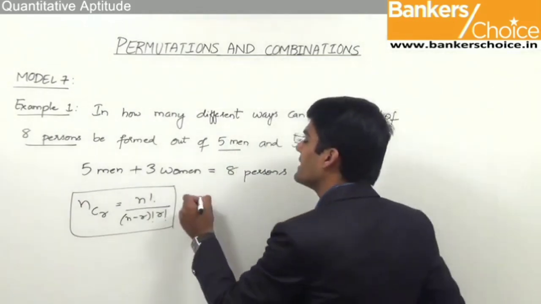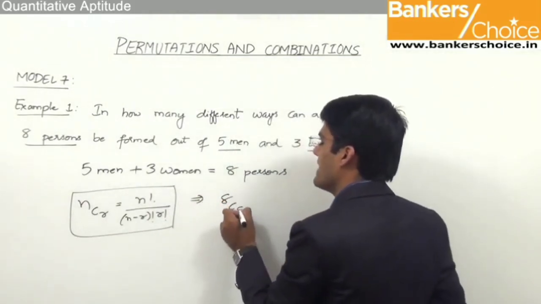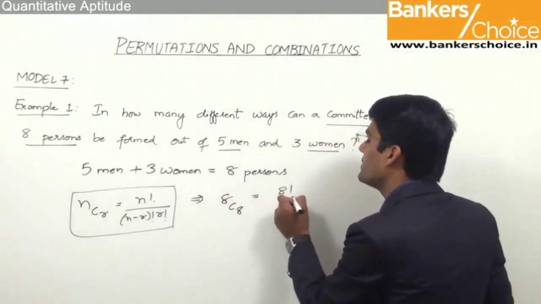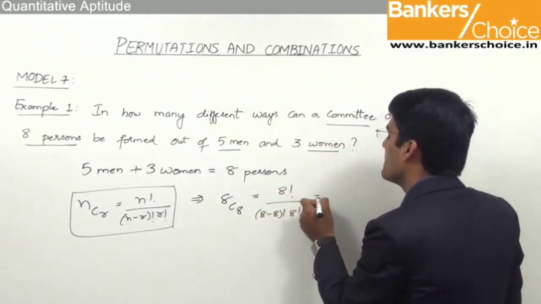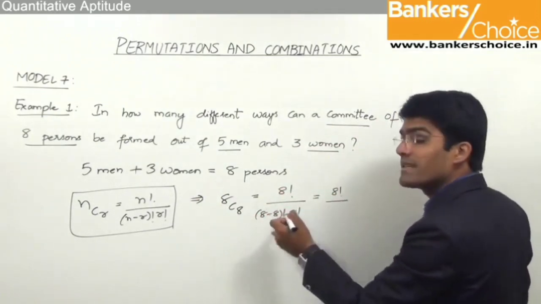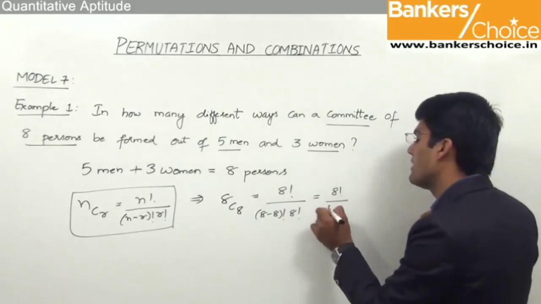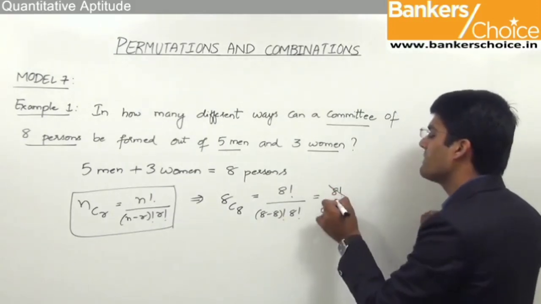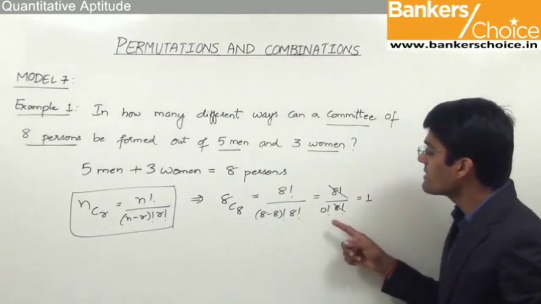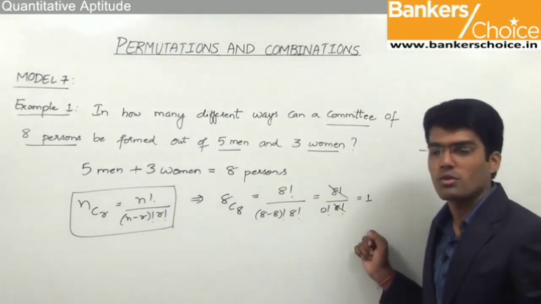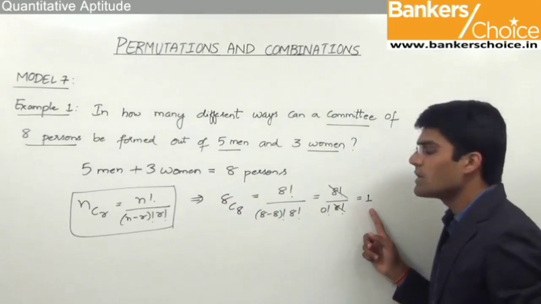So the answer here will be 8C8, which is equal to 8 factorial by 8 minus 8 factorial into 8 factorial. Now this can be taken as 8 factorial by (8 minus 8) factorial, which is 0 factorial, multiplied with 8 factorial. So this 8 factorial and 8 factorial get cancelled, and we are left with 1 as the answer. Why? Because 0 factorial is equal to 1. So we can say that 8C8 is equal to 1.